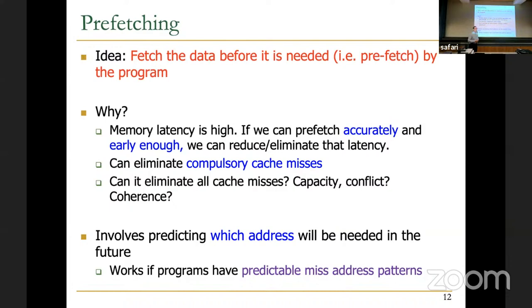Yeah. So we're going to talk about all of those. Yes. It's probably not a good idea to keep the replacement policy the same. Yes. Yeah, there's a lot of work in that area. Okay, good questions.